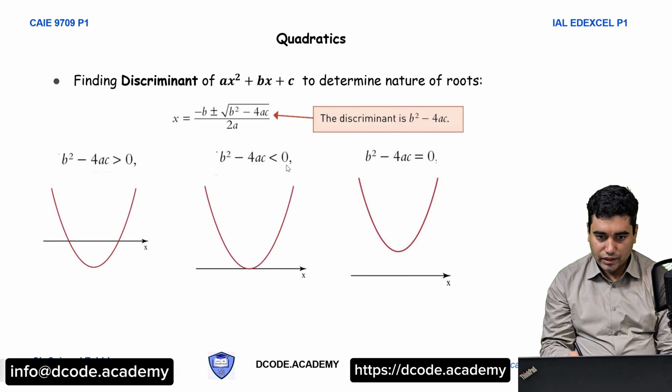Actually there is an issue with this slide. B square minus 4ac less than 0, that should be the right one. B square minus 4ac equal to 0, that should be the middle one.